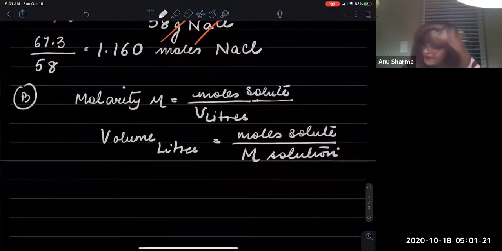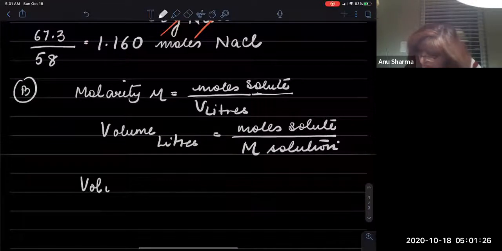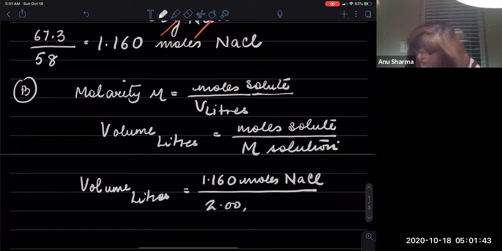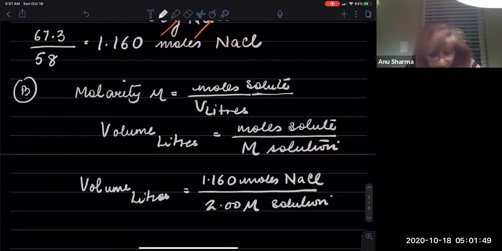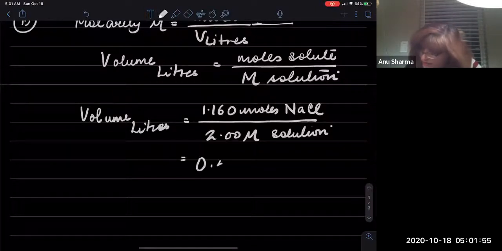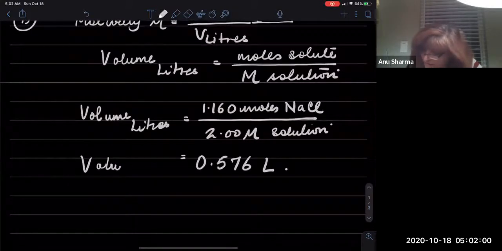So this is the volume in liters, and this is equal to the moles of the solute, which is 1.160 moles of NaCl, divided by the molarity, which is 2.00 M of this whole solution. And that is going to give you 0.576 liters. Volume is in liters.